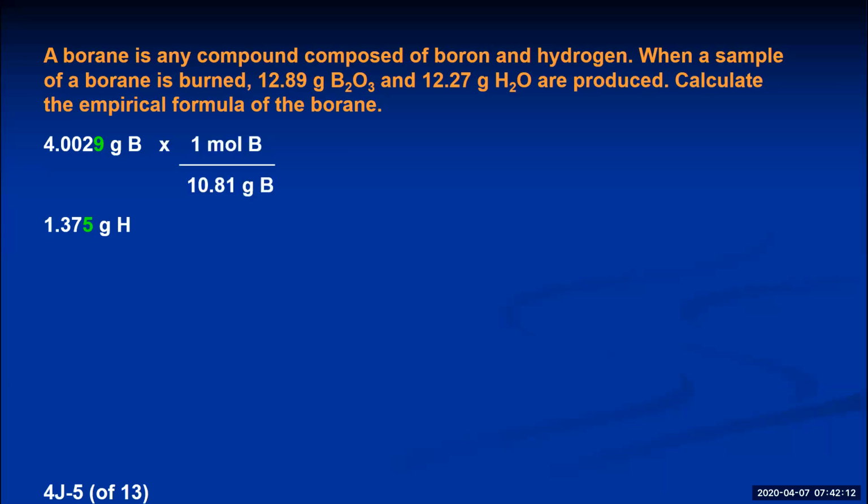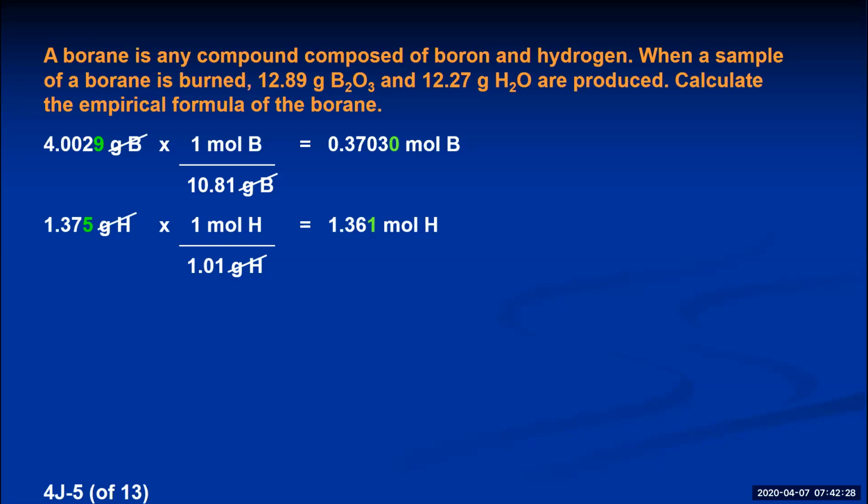So using boron's molar mass, we can calculate that the 4 grams of boron is really 0.37030 moles of boron. And then the 1.375 grams of hydrogen, using its molar mass to convert it into moles, will tell us that this sample is 1.361 moles of hydrogen. And then once you have the moles of the two elements, the simplest mole ratio between those two elements is going to be the same as the atom ratio.